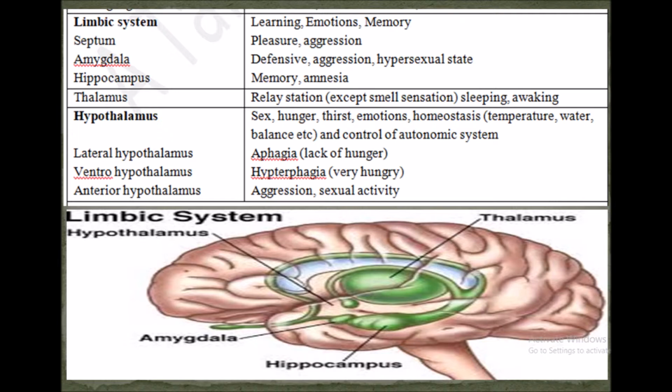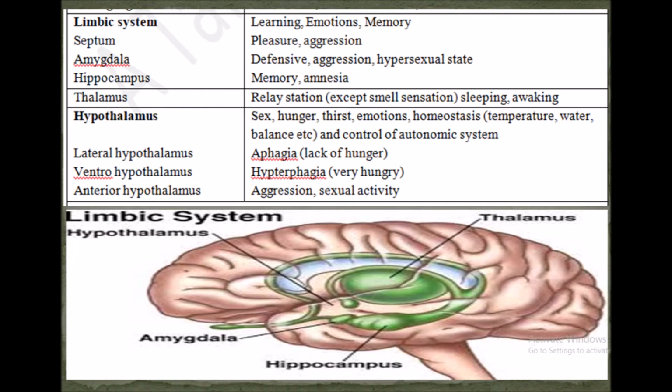And later on, in the last, thalamus. Thalamus basically plays a role as a relay station. Relay station means the neural tracts pass through the thalamus from the lower part of the brain to the upper part of the brain. This is except smell sensations. The nerves involved in smell sensation will not pass through the thalamus to the upper part of the brain. Besides all this, thalamus is also responsible for sleeping and waking cycles of the person.